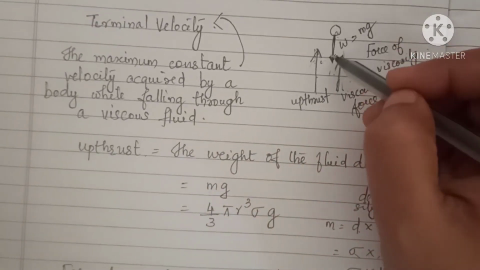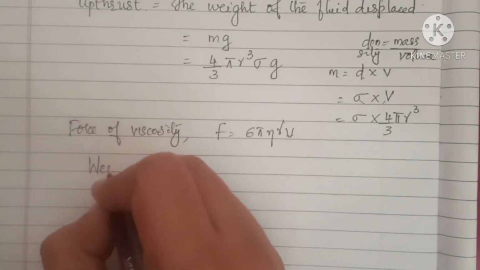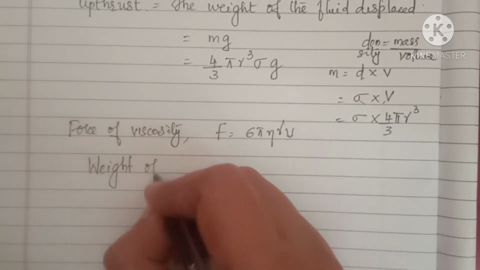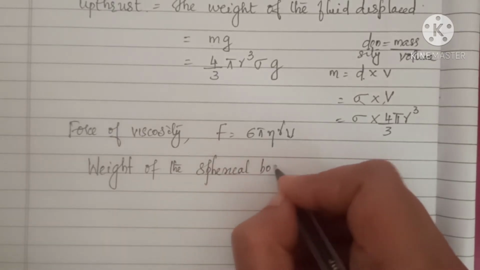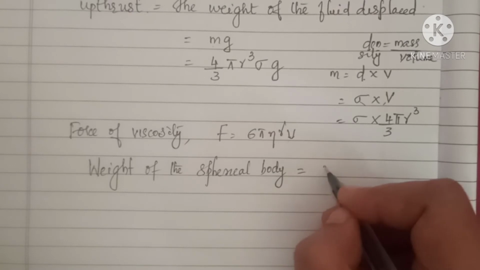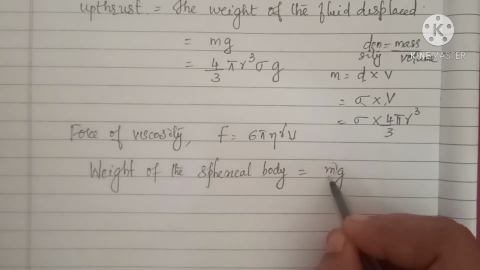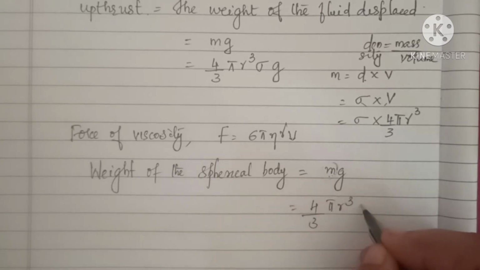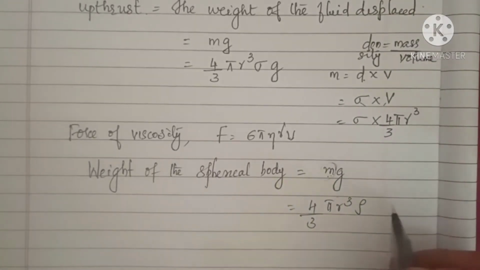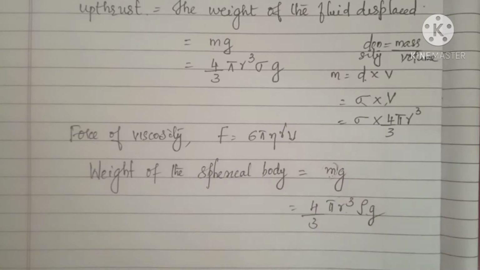Now we have to find the expression for the weight of the body acting downwards. The weight of the spherical body is again m into g, isn't it? So here what is m? m is again in terms of density and volume. You can write 4 by 3 pi r cube rho, because here rho is the density of the body. So weight is 4 by 3 pi r cube rho g. Clear for you? Now we can substitute.